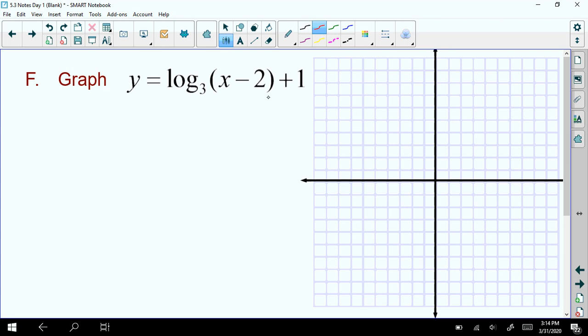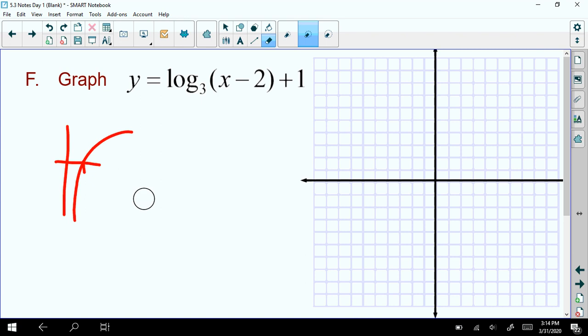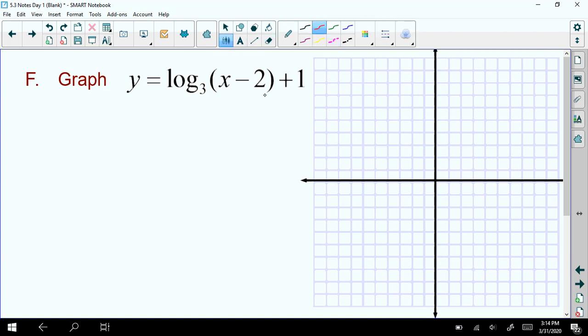So this has some shifting that goes on, but then everything else is the same. We just have to remember we start with the vertical asymptote and then draw it, and this first point is always 1 space away. So -2 means shifted to the right 2. +1 means up 1, so we're going to do our shift first. Right 2, up 1, that's our new origin.